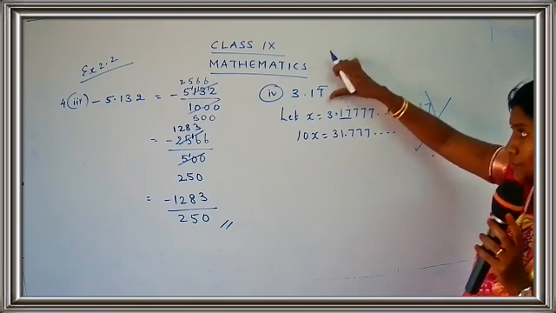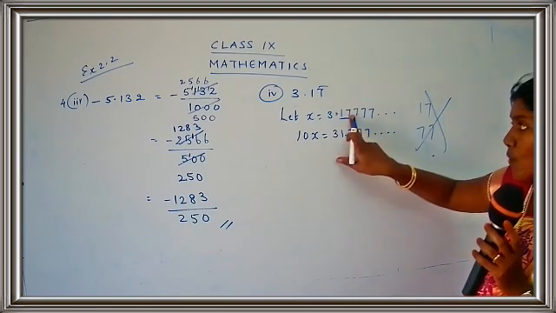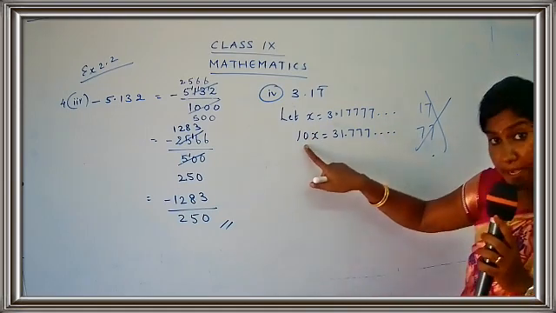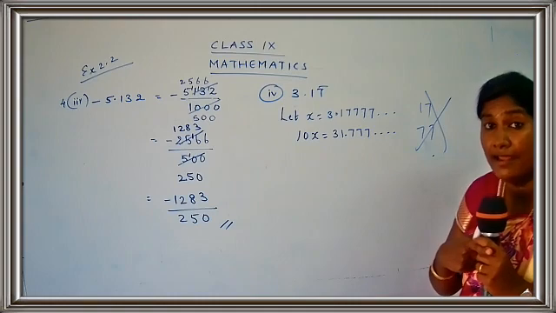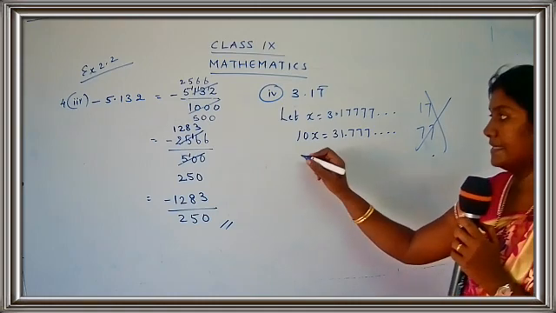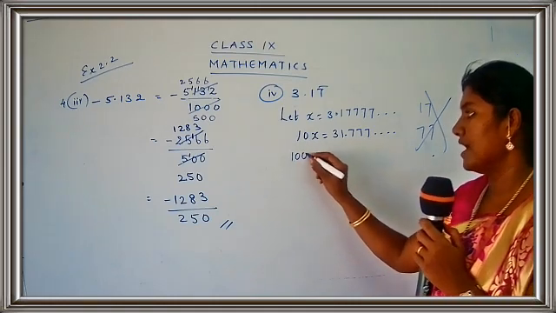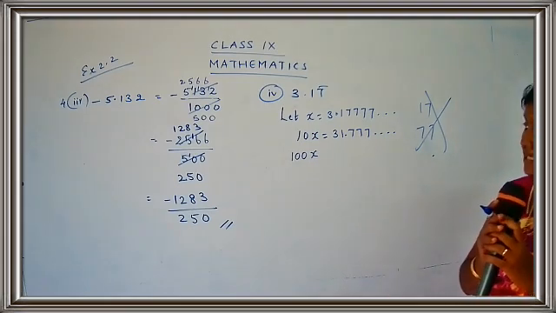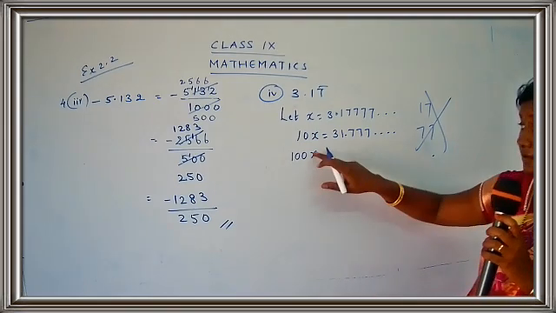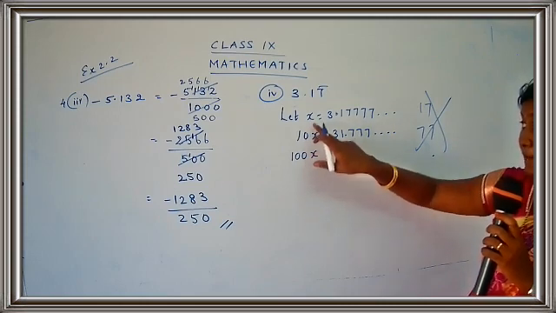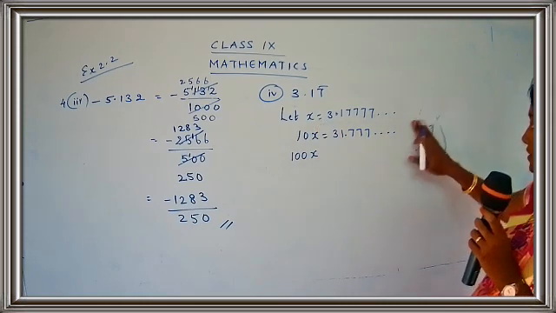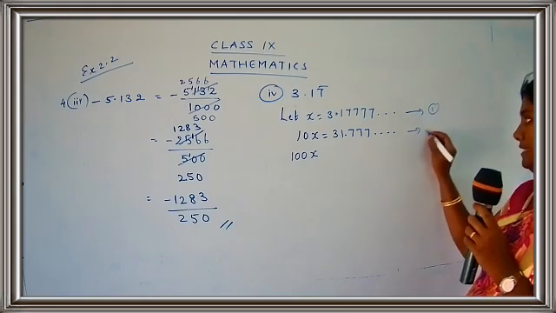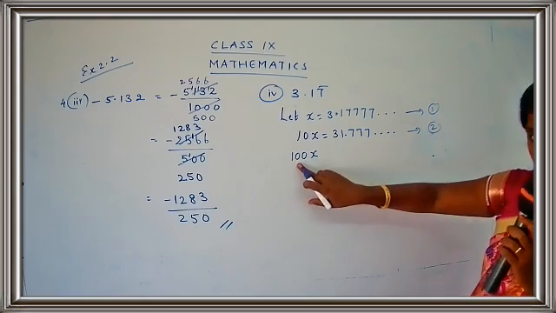So what you have to do is, we have to go for one more step. One more step means we have multiplied by 10. Now you're going to multiply by 100. Come on, let's multiply by 100. So 100x. I'm going to write 100x. Now children, this is x, okay? So I'm multiplying by 100. So just put here 1. Take this as number 1. Take this as number 2. So what am I going to do?